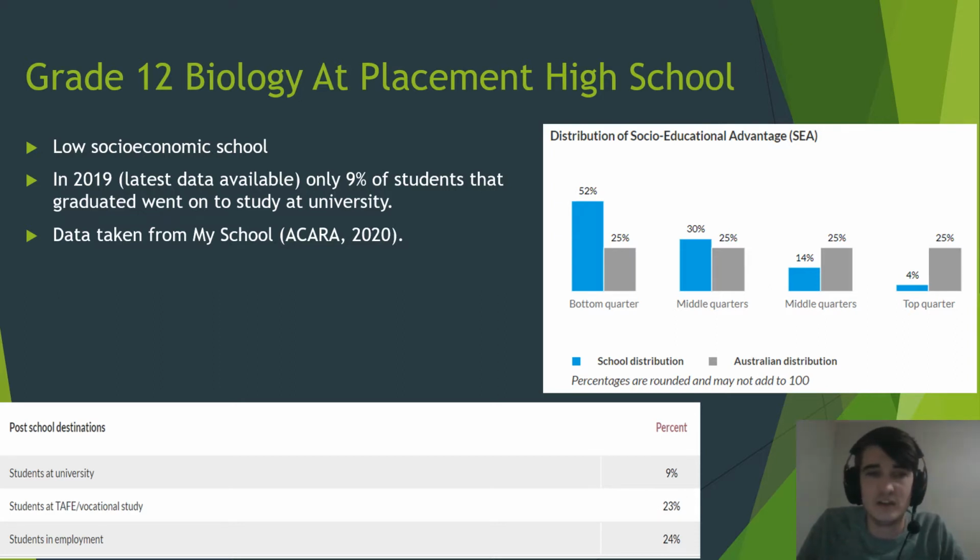On top of that, in 2019, which is the latest data available, only 9% of students that graduated went on to study at university, while 23% went to TAFE, and another 24% were employed. This data was all taken from my school. So as you can tell, this school is quite a low socioeconomic school and not that academic traditionally.